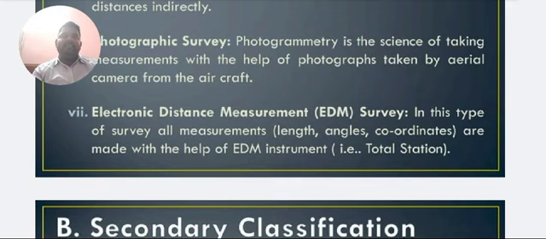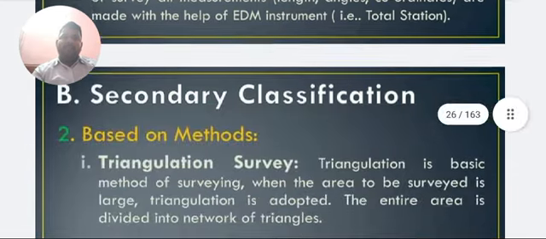In this type of surveying, all measurements of length, angle and coordinates are made with the help of an EDM instrument, that is, the total station. This is called EDM, electronic distance measurement.